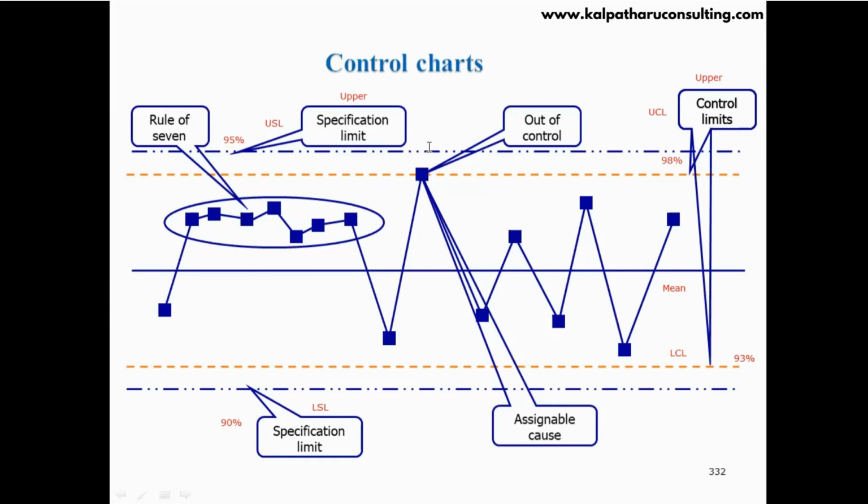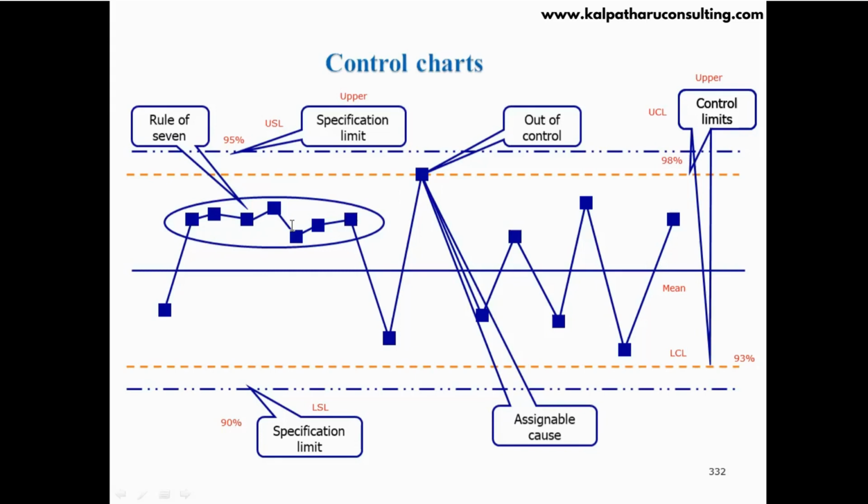Another reference point is the rule of 7. If you notice here, there are 7 consecutive data points in the same region, that is either above the mean or below the mean consistently. This is called the rule of 7, which means 7 data points lying in the same area. So this shows that there is a trend, and eventually this trend will lead you to leave the control limit, right? So what is the rule of 7? It shows that 7 consecutive data points falling in the same region is called the rule of 7.